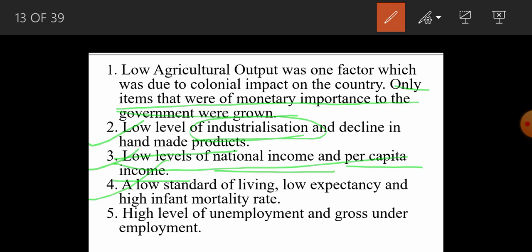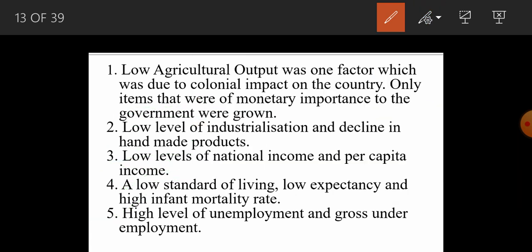Then the last point over here is high level of unemployment and gross underemployment. This point, which we studied today about occupational structure, talks about how employment generation was very low. The high level of unemployment was definitely there, and whatever employment was available was underemployment. So these were the challenges faced by the Indian economy, the country India. I hope these points are clear to you.